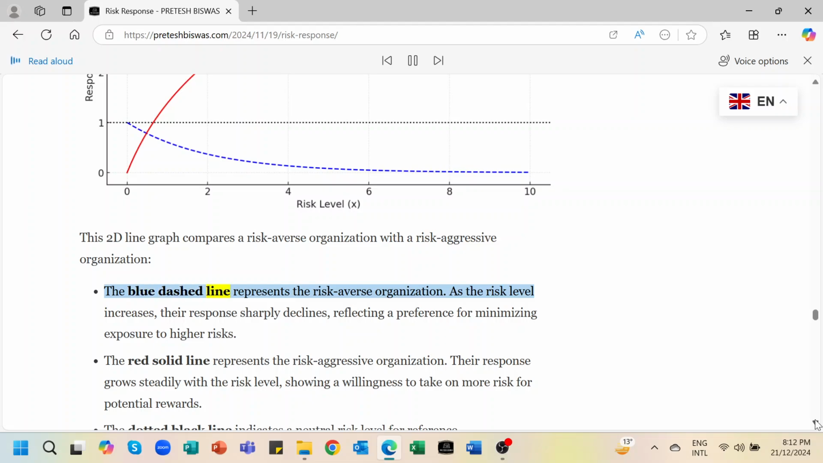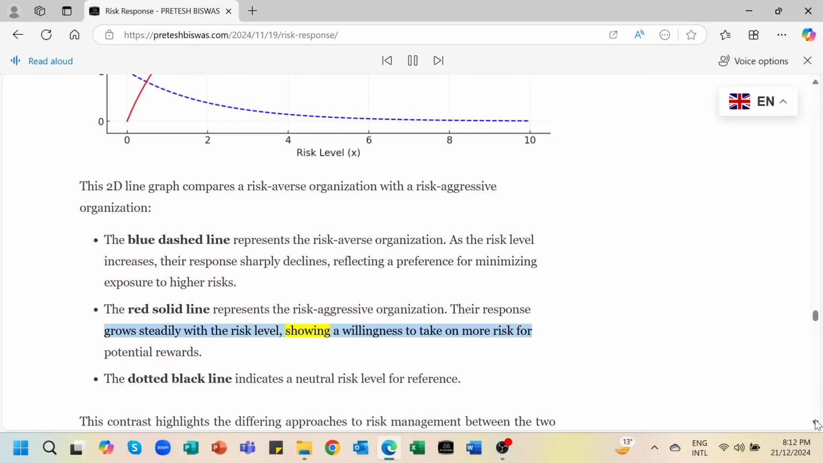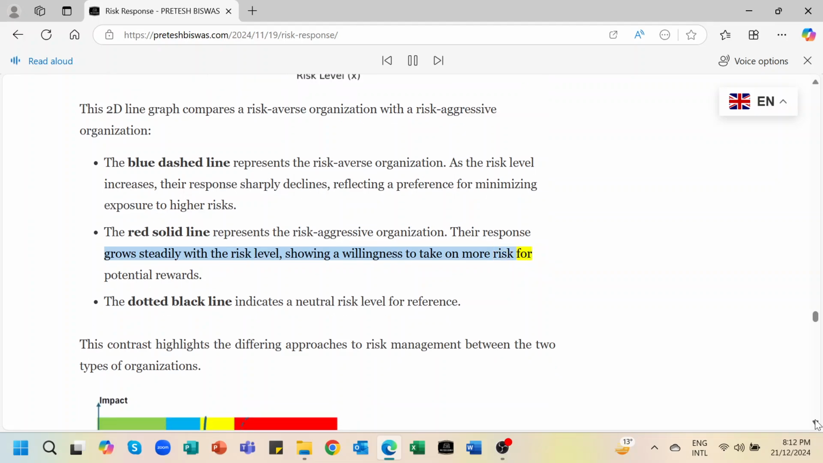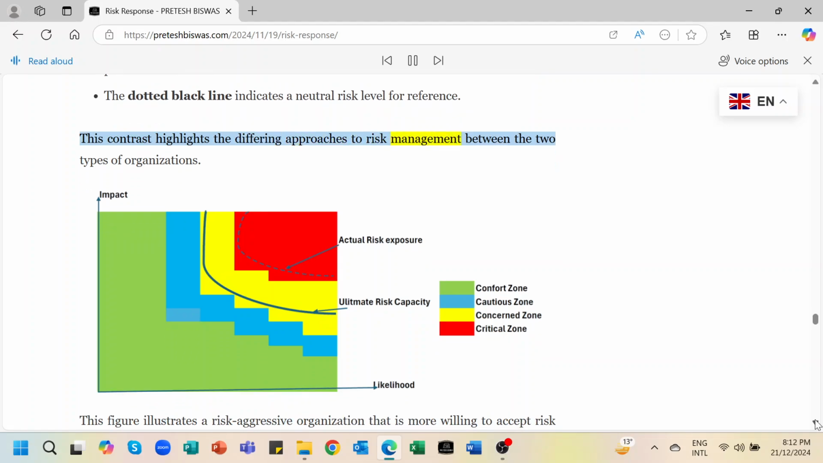The blue dashed line represents the risk-averse organization. As the risk level increases, their response sharply declines, reflecting a preference for minimizing exposure to higher risks. The red solid line represents the risk-aggressive organization. Their response grows steadily with the risk level, showing a willingness to take on more risk for potential rewards. The dotted black line indicates a neutral risk level for reference. This contrast highlights the differing approaches to risk management between the two types of organizations.